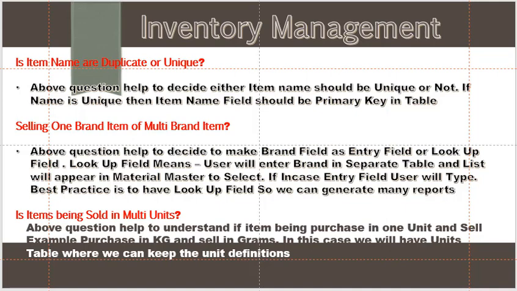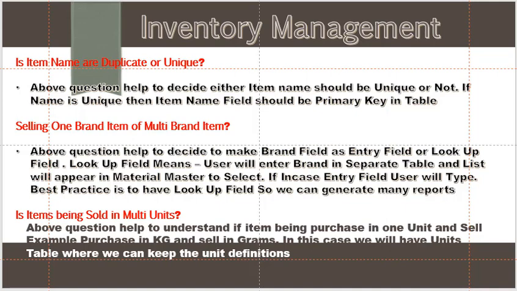This question helps decide whether to make the brand field an entry field or a lookup field. Lookup field means the user will enter the brands in a separate table and the list will appear in the material master to select from. In the case of an entry field, the user will type. The best practice is to have a lookup field so it can generate reports. When you say multi-brand items, we can have a list box where I can write Sony, LG, Samsung, and so on, all the brands. And when you are creating the item, you can select the brand from the list.